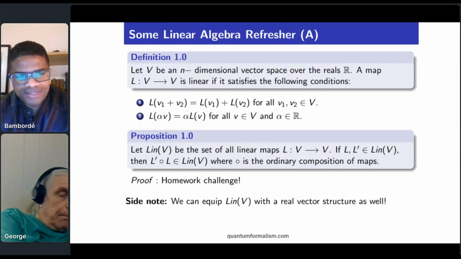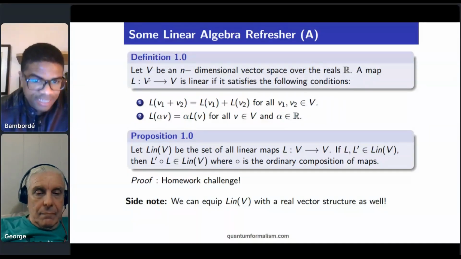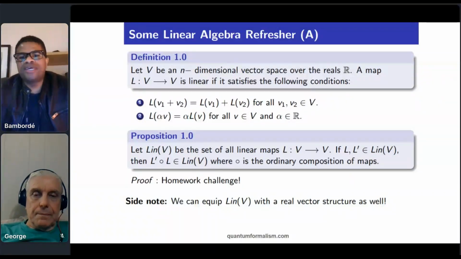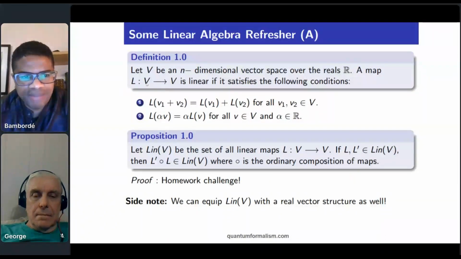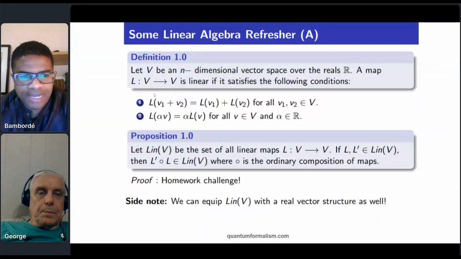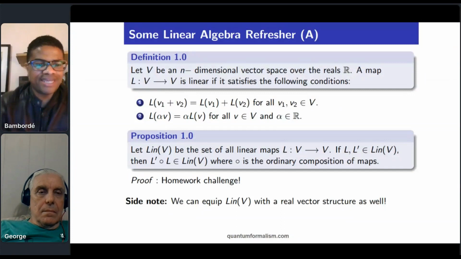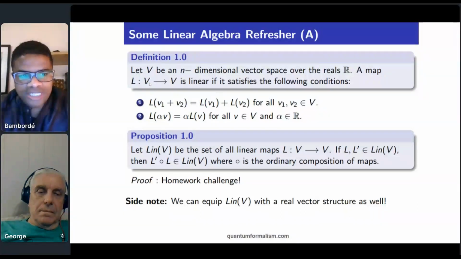So let me go back again to this. Here we are interested in finite dimensional vector spaces over the reals, but this could have been an infinite dimensional vector space over any field. So in this case, we are interested in a linear map from V to itself. The linear map doesn't need to be from V to itself; it could have been from V to another vector space. But for the purpose of our session, we are interested only in linear maps from V to V.